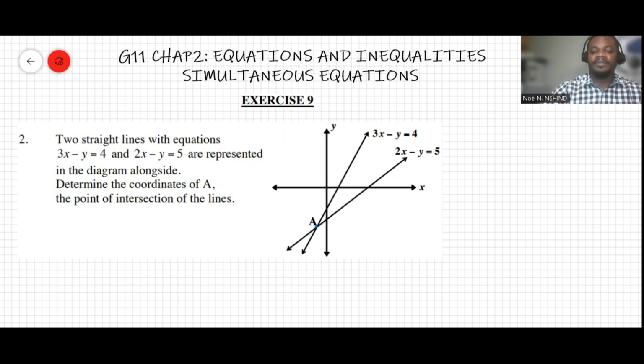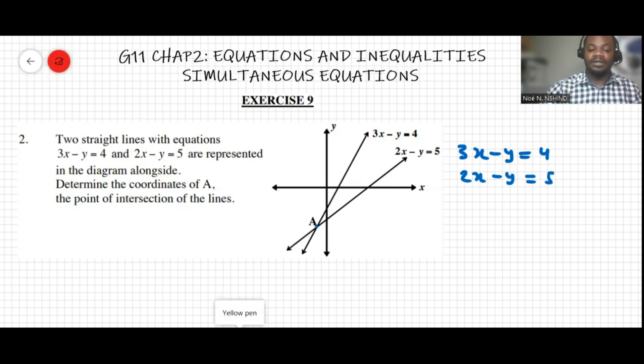This point there. Now, if the lines intersect, it means they're both equal at this specific point, meaning they have the same x and y value. Another way is to solve this simultaneously to work out the value of x and y. Because the first equation is 3x minus y equal 4, and the other is 2x minus y equal 5, I think the easiest way to solve this is just to subtract the two equations.